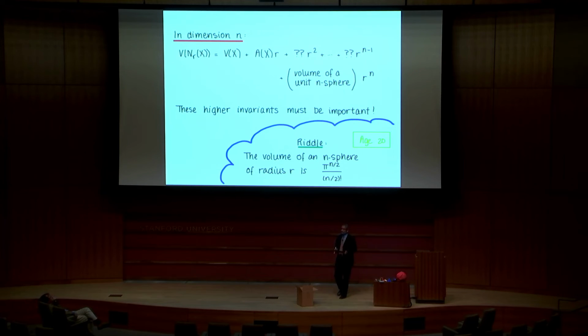So I want to conclude with a story because I want to discuss something which sounds fancier and is fancier. In dimension n, you get something similar, and as the dimension gets bigger and bigger, you get more and more of these mystery terms. You have more and more strange sisters here, and these higher invariants you've got to believe are really important.